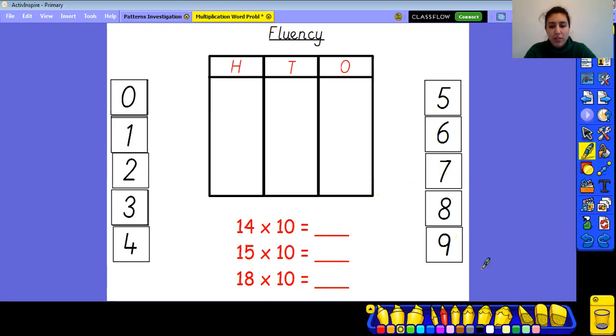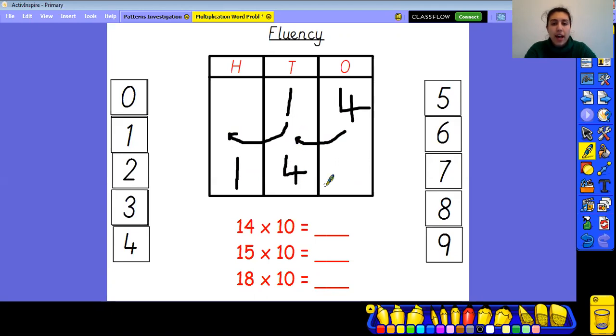Okay, well done for having a go. So let's have a look at 14. I'll draw it this time to show you how that should look for you on your whiteboards or pieces of paper. So we've got 14, that's got 1 ten and 4 ones. It's getting 10 times bigger, so my 1 ten is going to become 100. My 4 ones is going to become 4 tens. I can't leave my ones column empty, so I need to put a placeholder. So 14 times 10 is 140.